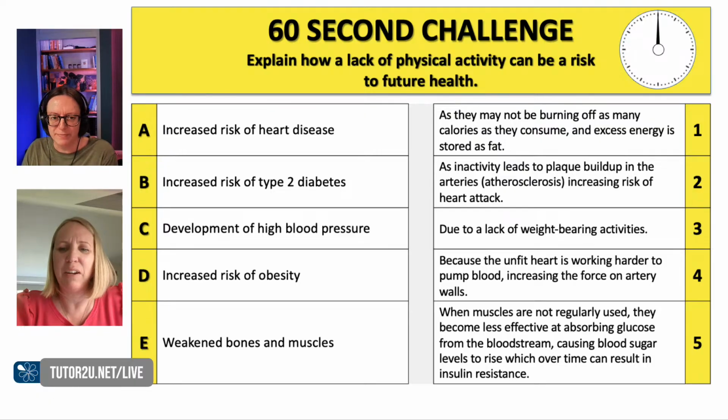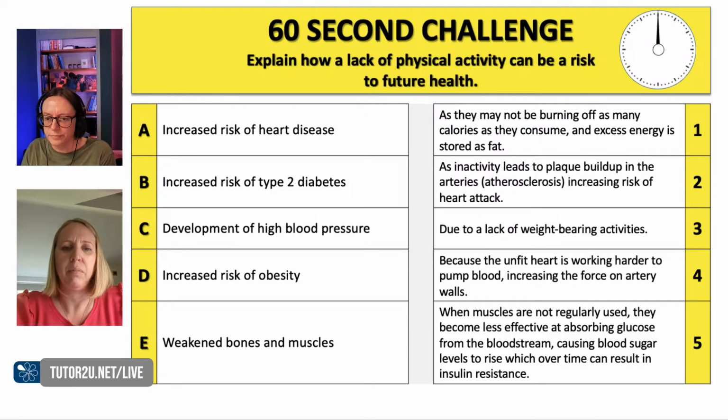So Blackfield says A2, so increased risk of heart disease as inactivity leads to plaque buildup in the arteries, which is called atherosclerosis, increasing the risk of heart attack. Sounds good to me. Yeah. B5, so increased risk of type 2 diabetes. When muscles are not regularly used, they become less effective at absorbing glucose from the bloodstream, causing blood sugar levels to rise, which over time can result in insulin resistance.